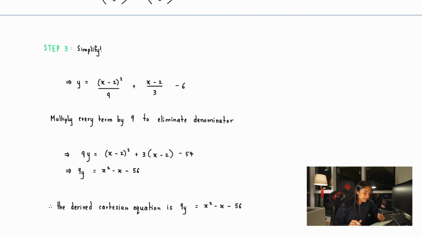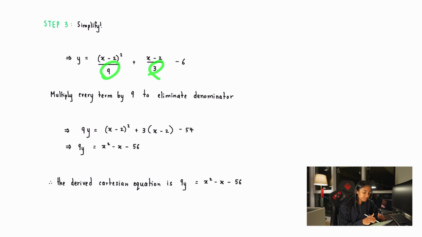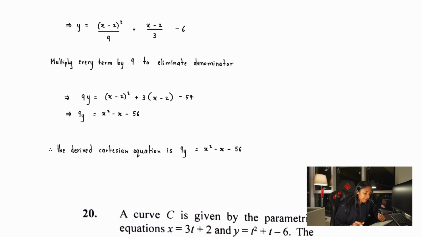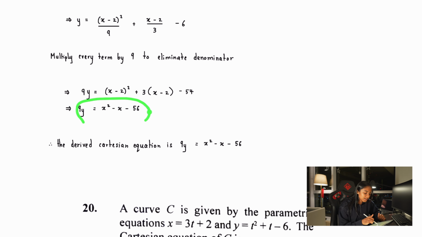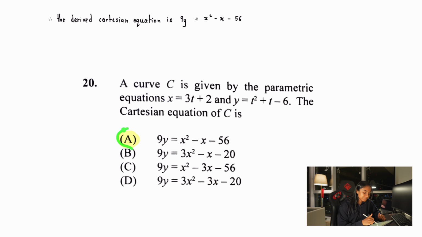After we simplify it, we're trying to remove the denominator, so we multiply by 9. Then we get 9y is equal to x squared minus x minus 56, and that would be our derived Cartesian equation, and it happens to be option A. So that is the answer for question 20.